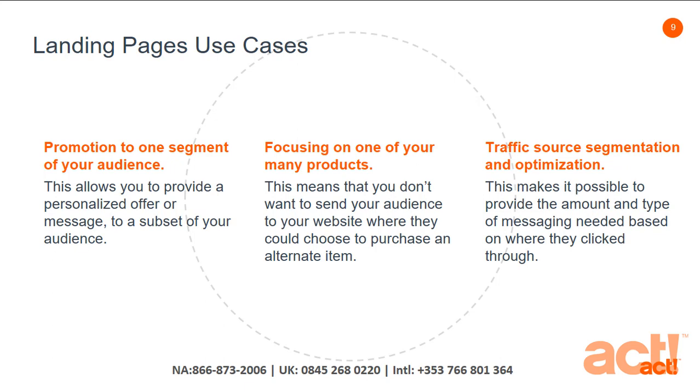Finally, traffic source segmentation and optimization. Now, this makes it possible to provide the amount and type of message needed based on where they clicked through. For example, someone clicking on a 140-character Twitter ad will require more information than one who clicks on a link in an email advertisement.